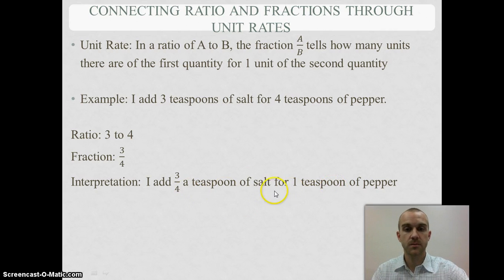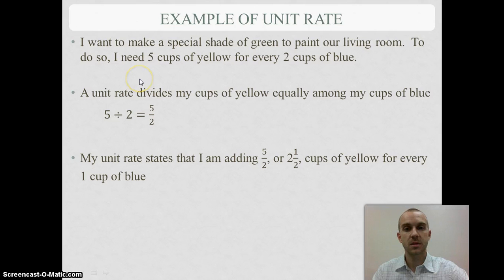and that may be more relevant if I'm cooking. Say maybe I'm trying to make paint, and it takes 5 cups of yellow for every 2 cups of blue. Maybe I don't have a container that will hold 7 cups. So if I divide both terms by 2, I would end up saying that I have 5/2 cups of yellow, or 2.5 cups of yellow, for every 1 cup of blue, and maybe that could be held.